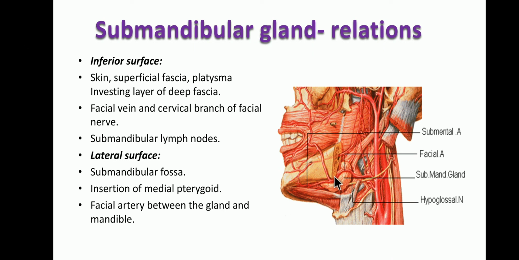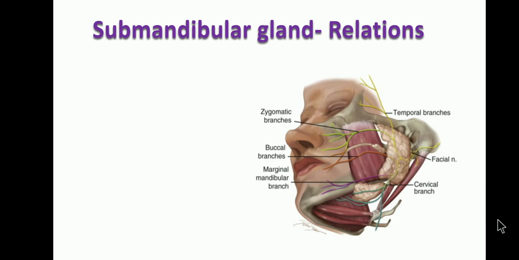So then afterwards the facial artery will pierce the deep cervical fascia, and it will enter the face at the antero-inferior angle of the masseter, which is seen on the lateral or superficial surface of the ramus of mandible. So the surface is mainly related to the submandibular fossa of the mandible and the facial artery, and more posteriorly you will have the insertion of the medial pterygoid muscle.